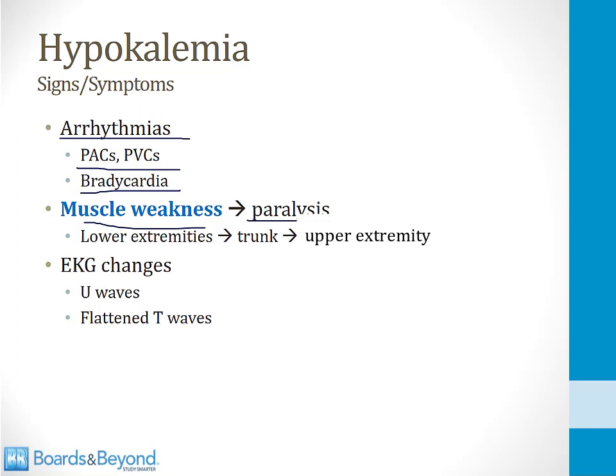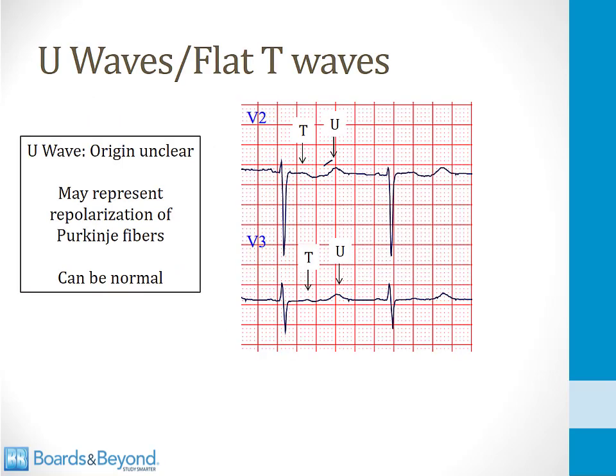Also, just like hyperkalemia, the symptoms begin in the lower extremities and progress to the trunk and upper extremities. And then there are a number of potential ECG changes you can see in patients with hypokalemia. The classic ones are U waves and flattened T waves. A U wave is a little bump that comes after the T wave, as shown in this tracing on the screen here. The origin is unclear.